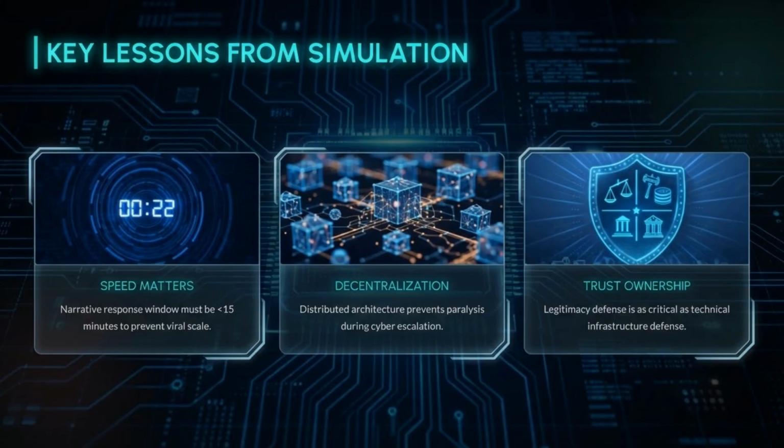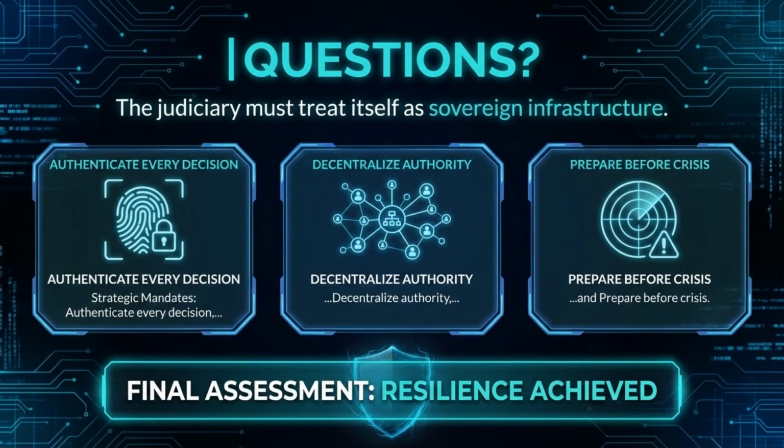Decentralization prevents paralysis, and trust ownership is as critical as technical infrastructure defense. The judiciary must treat itself as sovereign infrastructure. Strategic mandates include authenticating every decision, decentralizing authority, and preparing before a crisis. Final assessment. Resilience achieved.